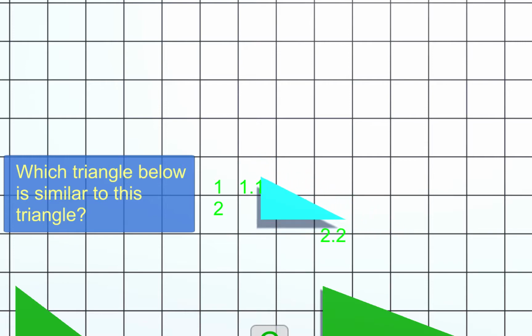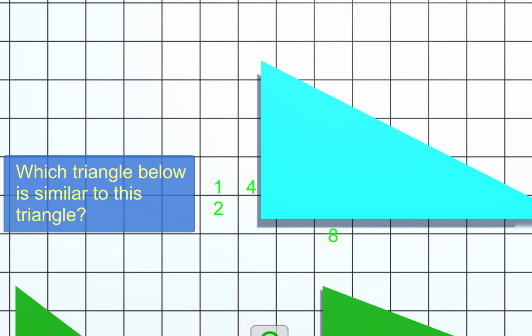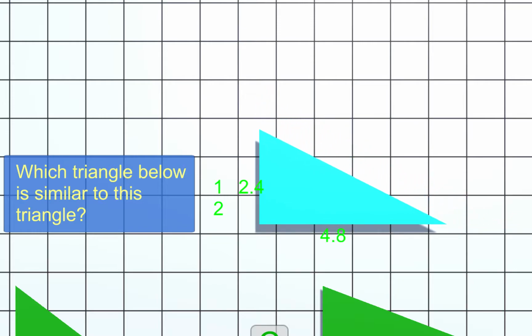Since its ratio is 1 over 2, for every 1 that we add to the side, we have to add 2 to the bottom. Watch as our triangle changes to different sizes. All of these are similar to the original triangle because they are keeping the same 1 over 2 ratio.